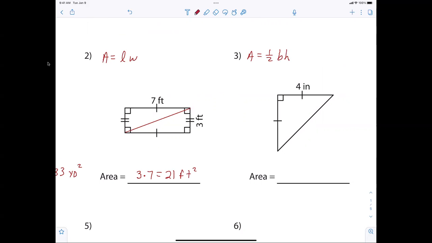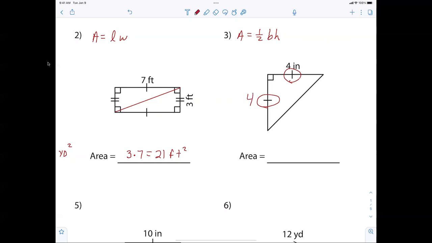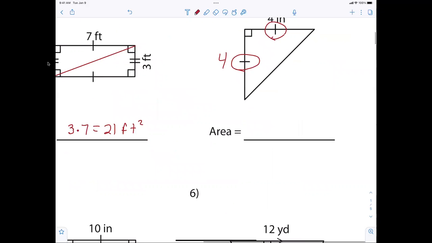Now, again, remember, I'm expecting you to know these. When we take the test, I'm not going to give you the formulas. So you're expected to know that. You can know them however you want to know them. What does this mark here and this mark here mean? They're the same. So this is a 4. So my area is equal to 1/2 what? 4 times 4, which is equal to 8 inches squared. I'm happy with that.